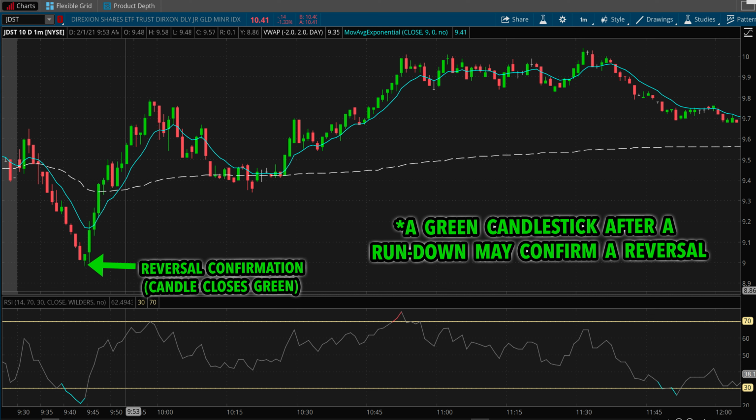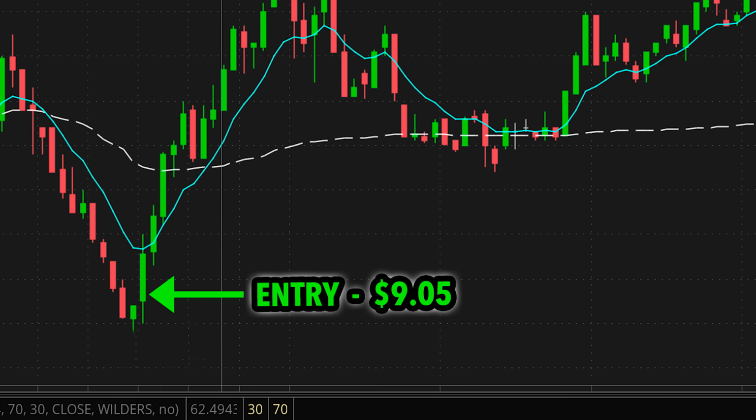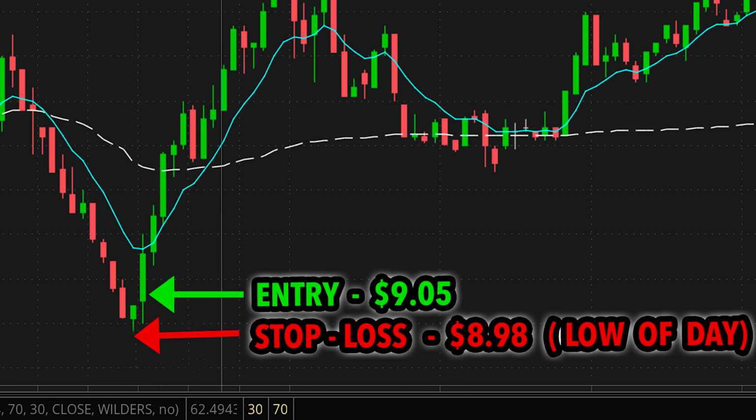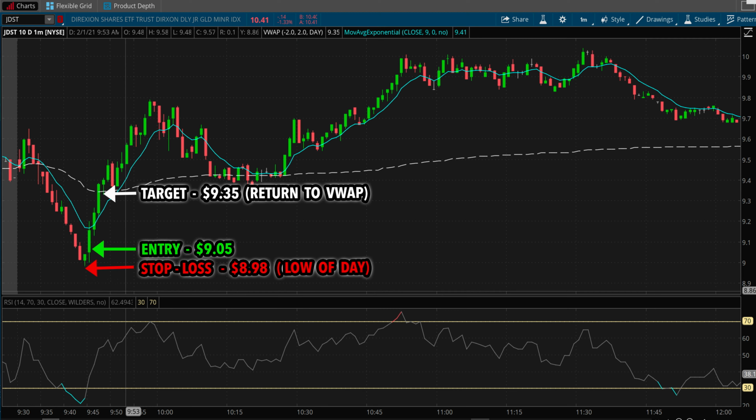For example, in JDST, once the stock is showing signs of reversing by closing on a green candlestick, I can enter the trade on the next candlestick, in this case around 9:05. I can then set my stop loss to the low of the day, which in this example is 8.98. This means that if a stock price dips just 7 cents below my entry at 9:05, I will be stopped out of the trade with minimal losses. My target price is a return to VWAP. In this scenario, it's hanging out at 9.35 or about 30 cents above my hypothetical entry point, which I would have only entered after seeing the green candlestick close confirmation.